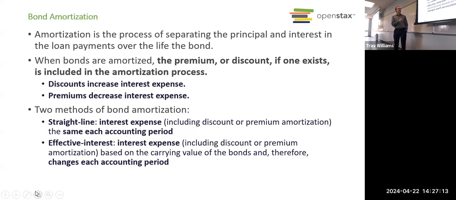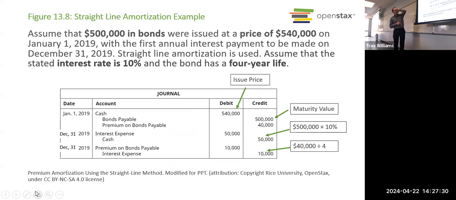So as I mentioned earlier, we have a straight line way to amortize our bonds, and then we've got a hard way, the effective interest way. We will do both. This is probably simple. This is the straight line amortization example.